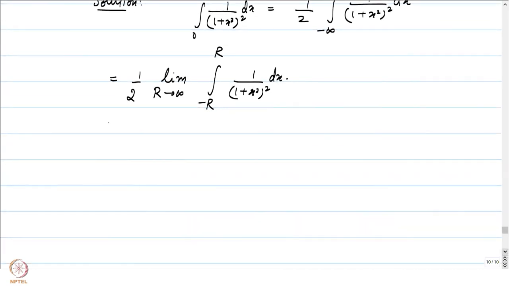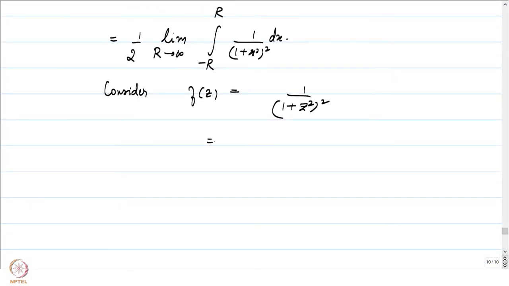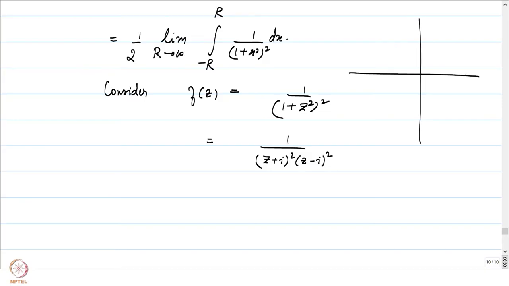Let's now consider the function f of z to be 1 by (1 plus z square) the whole square. Now, there is nothing surprising with the function, it is just the function from above that we are interested in, and notice that this is just (z plus i) the whole square into (z minus i) the whole square. Z square plus 1 can be written as (z plus i) into (z minus i), and this is precisely what we are interested in, right? And if you now draw the picture, the poles of this particular function are at i and at minus i.